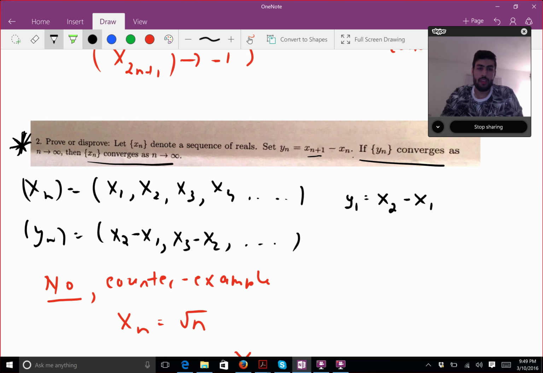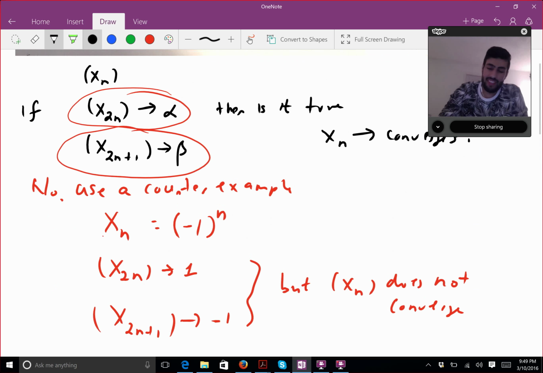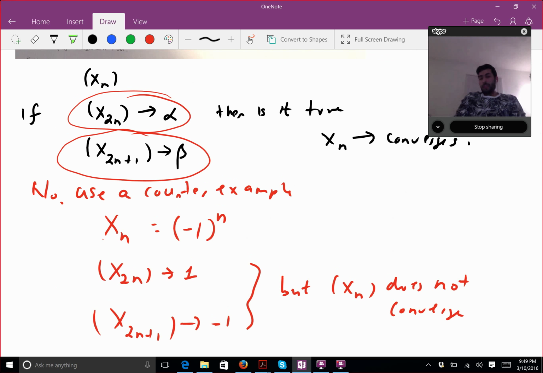And I have to be honest with you. When I took analysis, I couldn't prove this. I had to be shown this specific example. It's tricky. He gave you that on an exam? Yes. That's a hard problem.